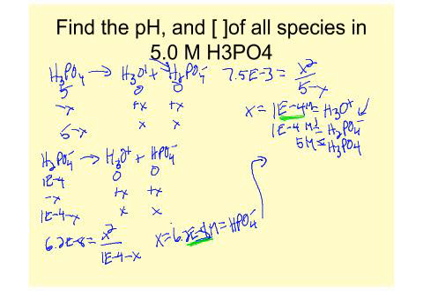So I'm going to rewrite this in a different color. We'll go black. So I should have 6.2 E negative 8 equals 1 E negative 4 plus X times X over 1 E negative 4 minus X. My answer will turn out to be X equals 6.2 E negative 8. It's always equal to Ka2 when you do this.